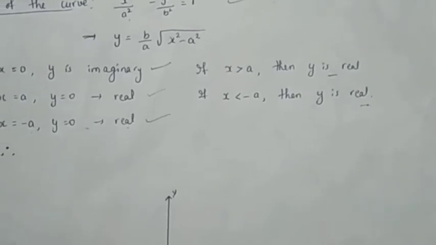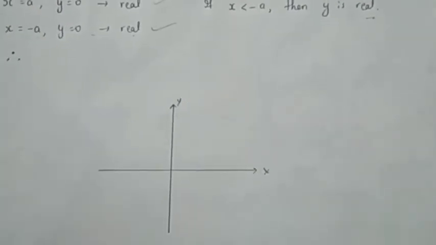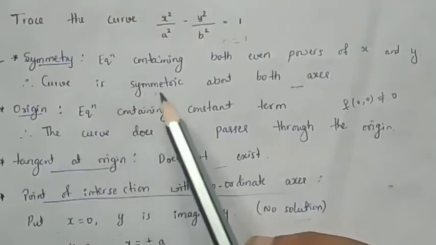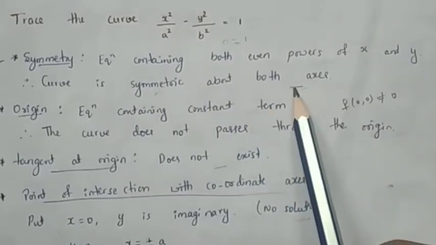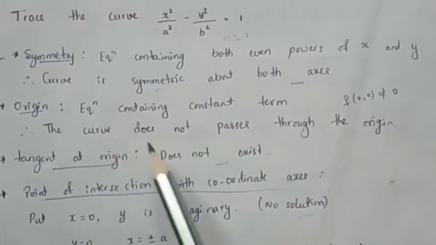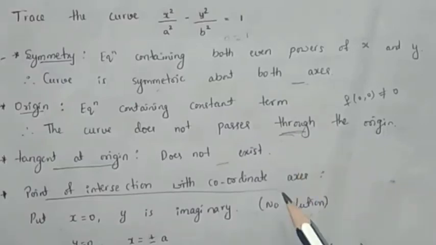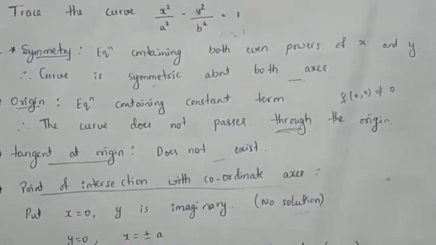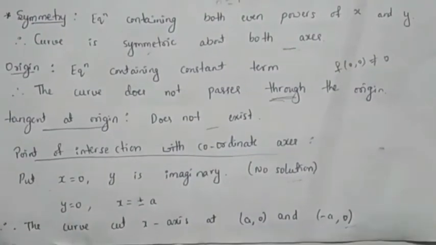Next we move on to the curve tracing. This is the x-axis and y-axis. The first point is the symmetry. The curve is symmetric about both the axes. The next point is the origin. The curve does not pass through the origin. The next point is that tangents at the origin do not exist.